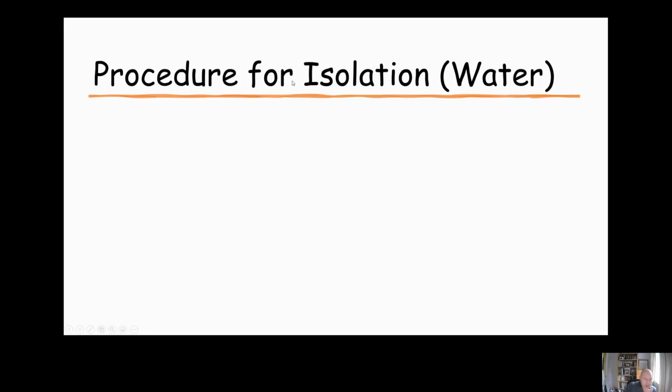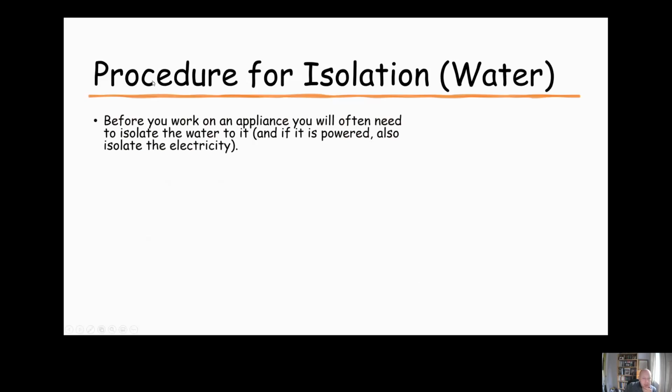But before you carry out any maintenance work, you need to make sure that you have turned off the water. Firstly, you need to identify the best place to do that, and we're going to talk about that in the next slide or two. And obviously, if it's powered by electricity, you also need to make sure you isolate the electricity before you work on anything as well, just so you don't get electrocuted.